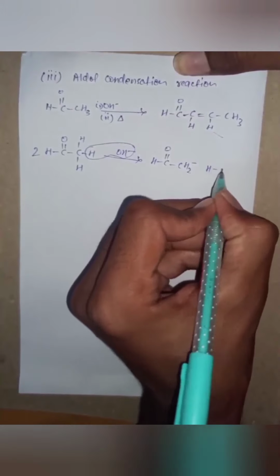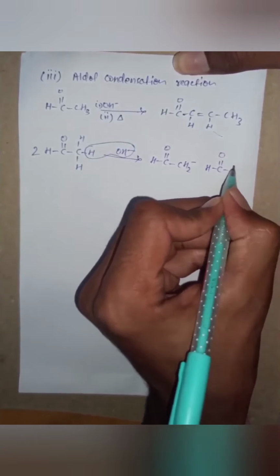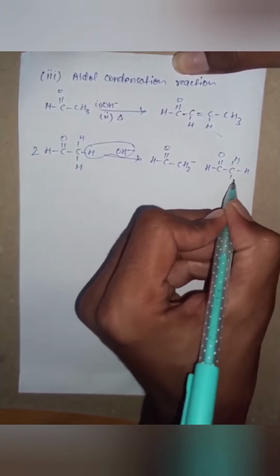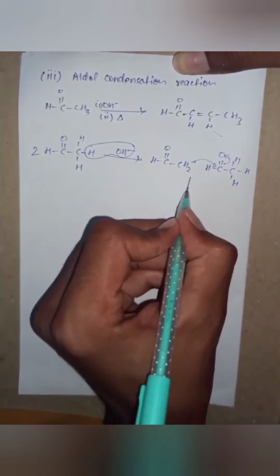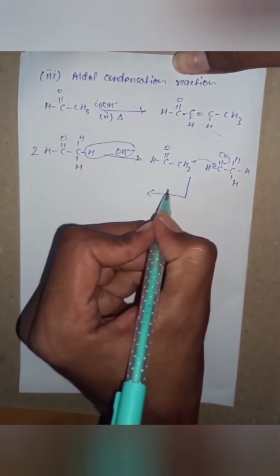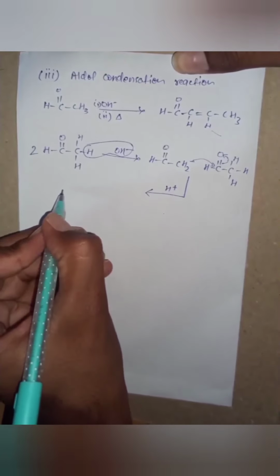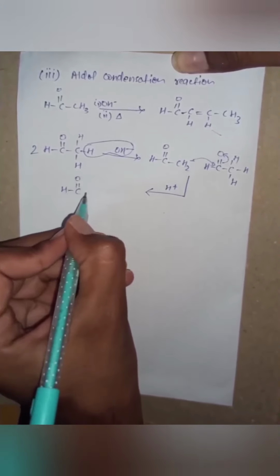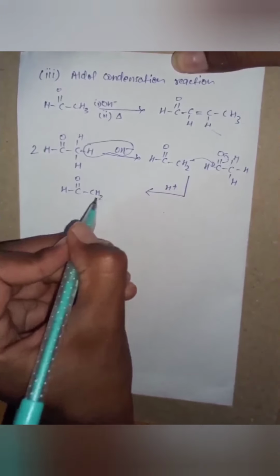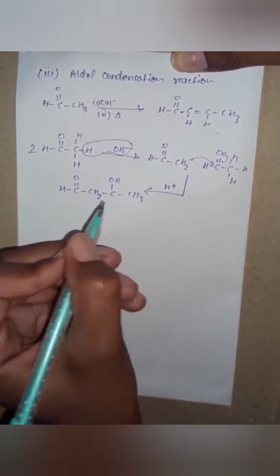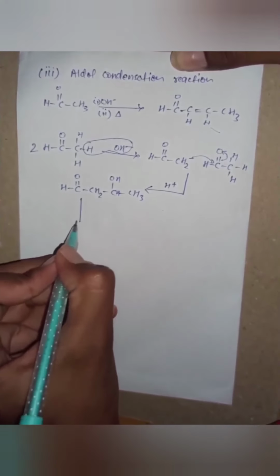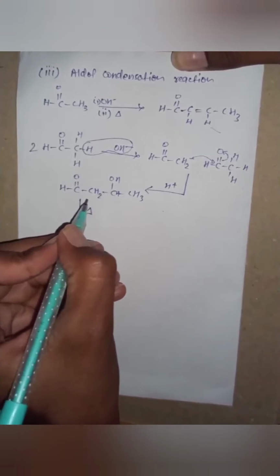now here 2 moles react. So another mole comes and reacts with the previous one. So the negative charge is donated there. Now in the presence of H plus, CH3CHOH CH2 CHO, CH3, and in the presence of heat the water is removed and the final product comes out.